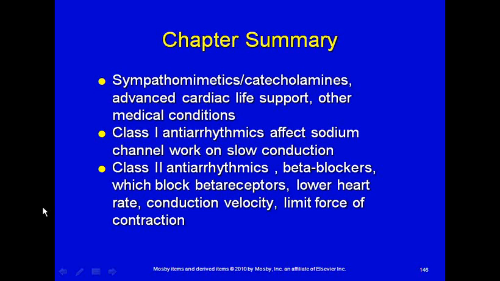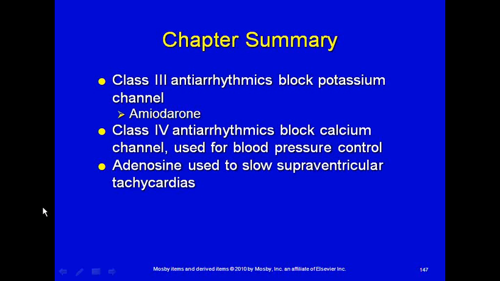Class 1 antiarrhythmics affect the sodium channel and work on slowing conduction. Class 2 antiarrhythmics include beta blockers, which work on the beta receptors. They slow your heart rate, they slow conduction velocity, and they limit the strength of contraction. Class 3 antiarrhythmics block potassium, and include amiodarone. Class 4 antiarrhythmics block calcium channels, and they're used to lower blood pressure.